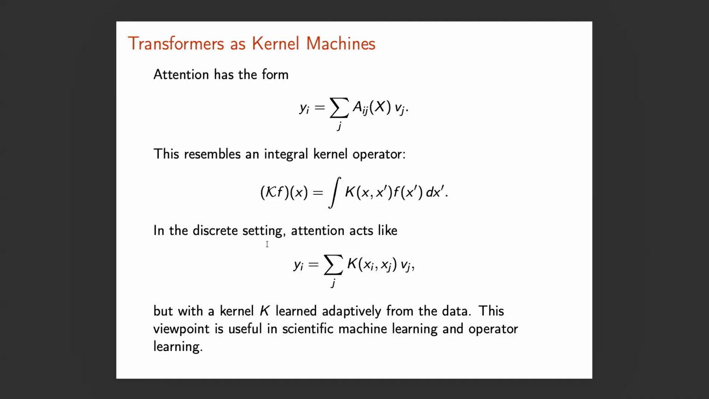So we've been discussing loosely kernel transformations and kernel machines. If we look at it, attention actually resembles an integral kernel, where you have some k multiplied with some function f. In a discrete setting, attention acts like this, but where the kernel k is learned adaptively from the data. It's also something which can link with operator learning, and I'm going to show you an example of that.